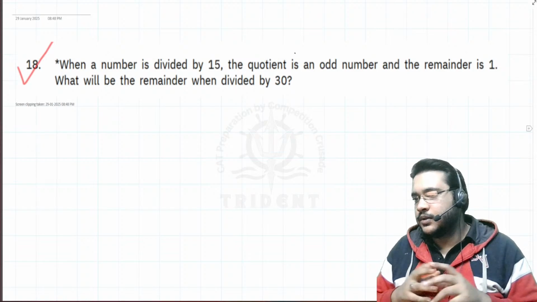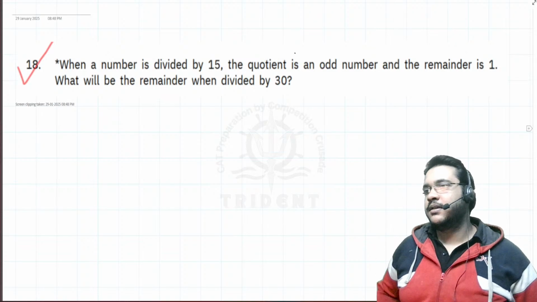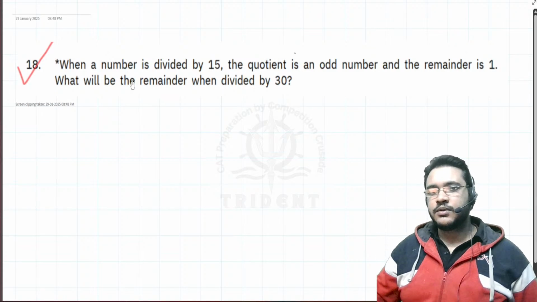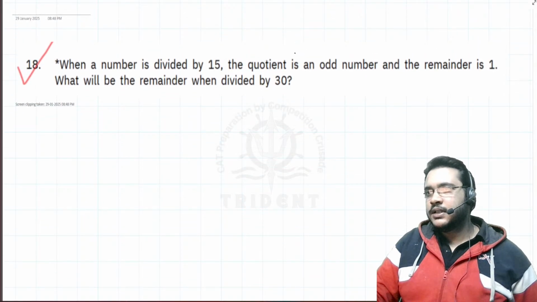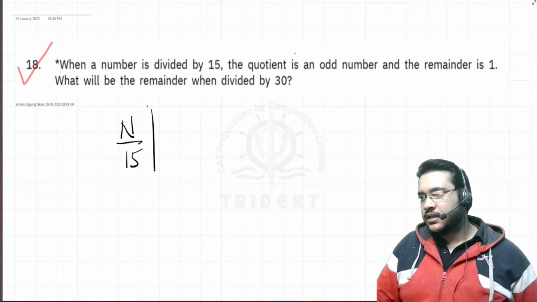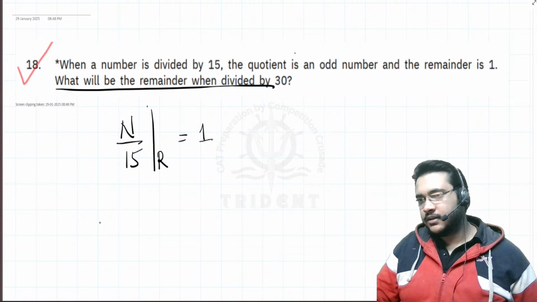Okay, so let's do this. It says that when a number is divided by 15, the quotient is an odd number and the remainder is 1. So what can we do with this type of question? The setup in itself is pretty evident. N divided by 15, remainder is 1. What will be the remainder when it is divided by 30?